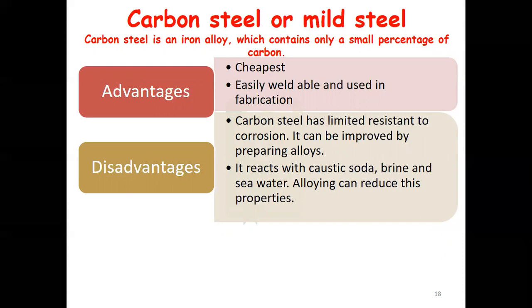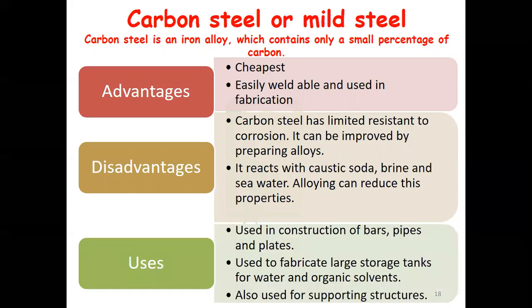It reacts with caustic soda, brine, and seawater. Alloying can reduce this property. Use of carbon steel or mild steel is that it can be used in construction of bars, pipes, and plates.